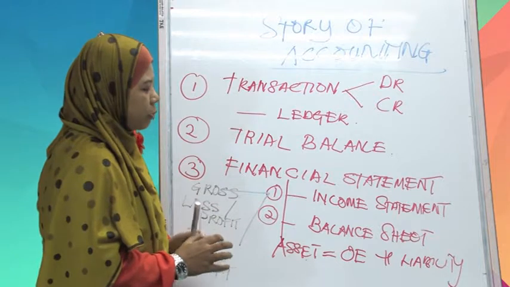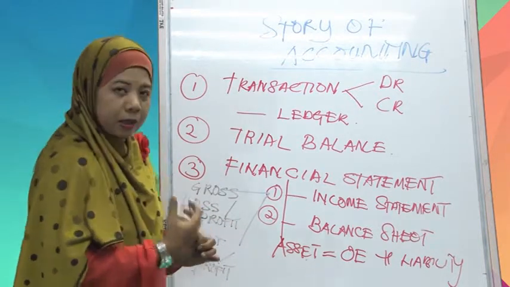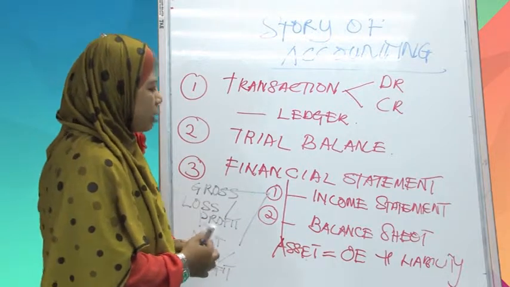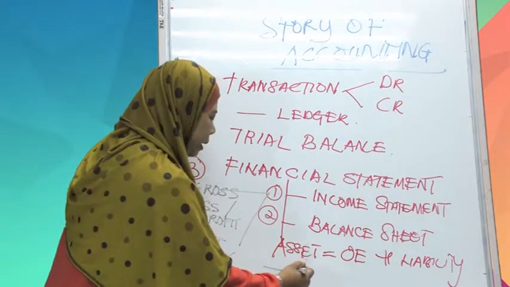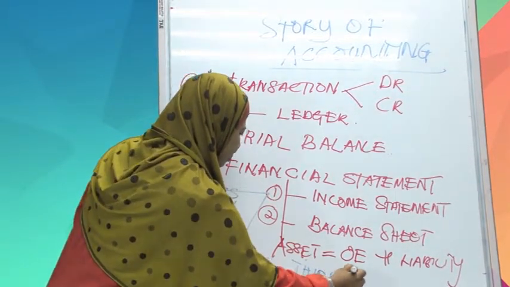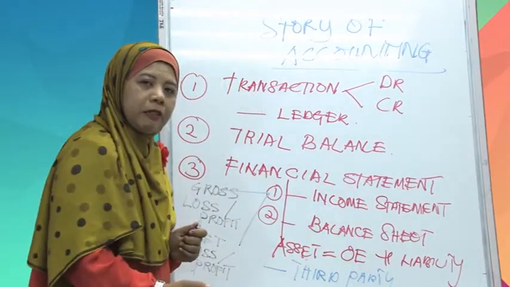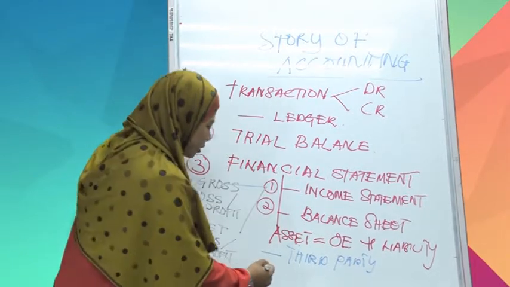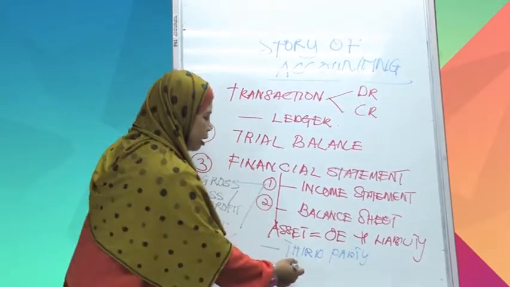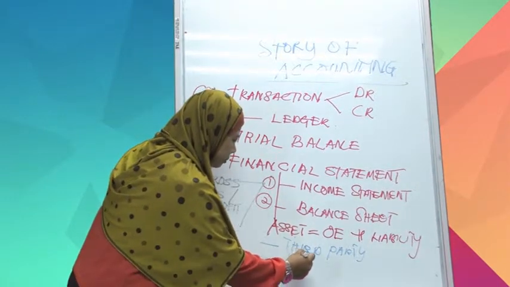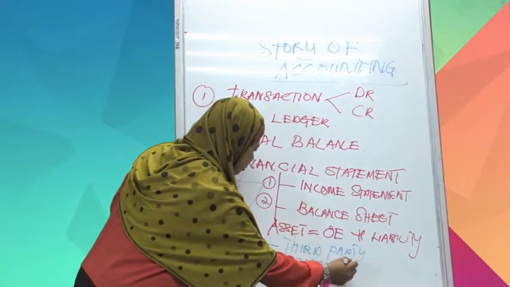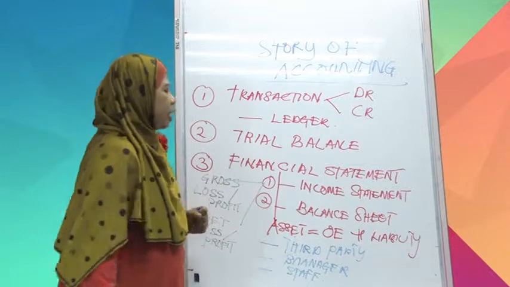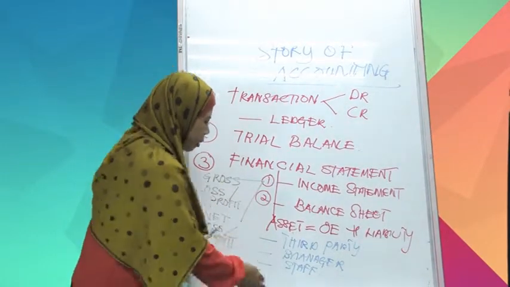For this balance sheet, we can know whether the business activity is suitable or not, whether the cost is efficient. This is very important for third parties, for example investors, creditors, banks, and also government. Also important for internal users such as the boss, manager, and staff. The balance sheet we can also call financial position.